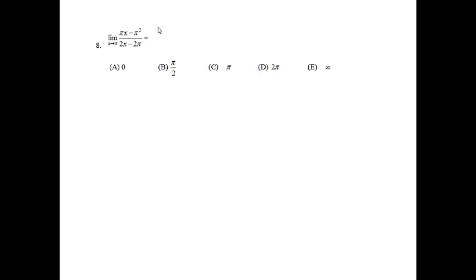So if I plug pi in for the x, I'm going to get pi squared minus pi squared over 2 pi minus 2 pi, and that gives me 0 over 0. That doesn't mean that there's no limit, it just means I need to find a different way. So I'm going to try factoring on this one.